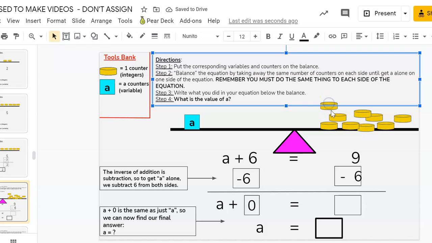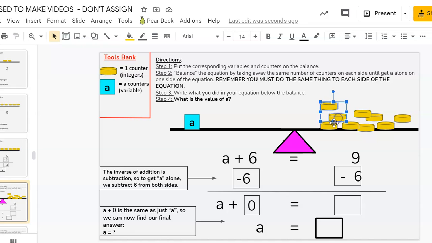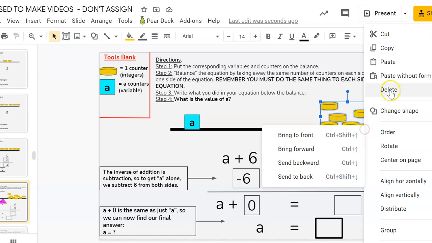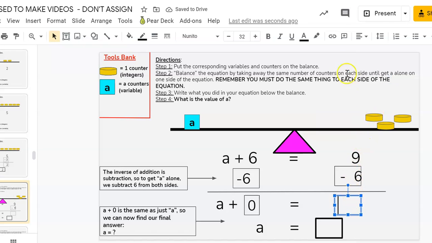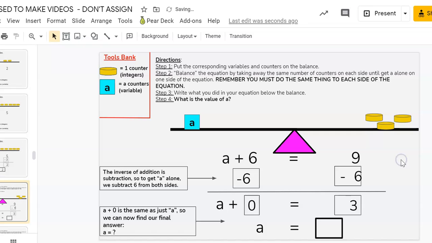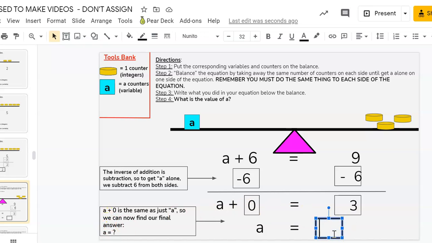So I'm going to go 1, 2, 3, 4, 5, 6. I'm left with 3. And I know that that's right because 9 minus 6 is 3. Remember, I don't need this 0. A plus 0 is the same as just a, so we can now find our final answer. A equals 3.